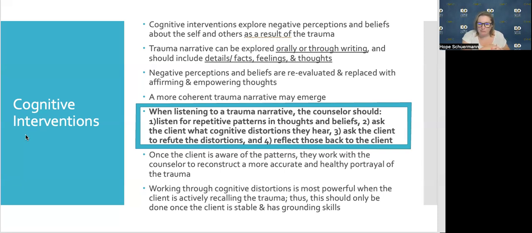This can be difficult when the client is still very activated. And so that's why using grounding techniques and making sure that the client is very ready for this work is super important. Cognitive distortions are loudest when we're actively recalling the trauma. So the voices in our head that tell us that we're bad, that we should be ashamed, that this is all our fault, they're loudest when we're talking through the trauma. And so you do want to make sure the client is stable before you do this, and then also know that you can always go back to those grounding skills if the client's getting a little too activated.